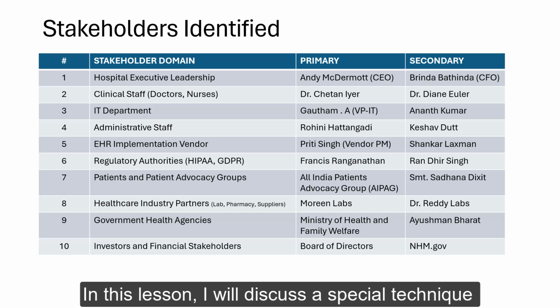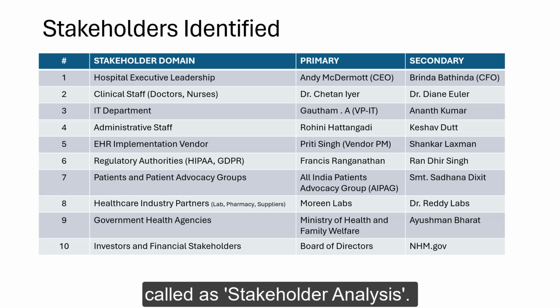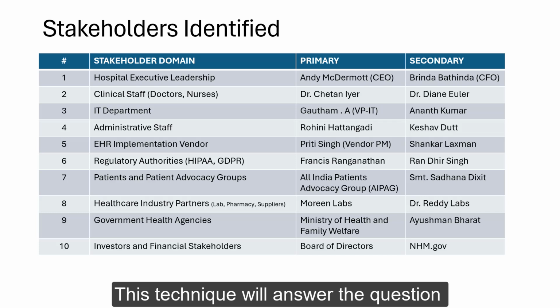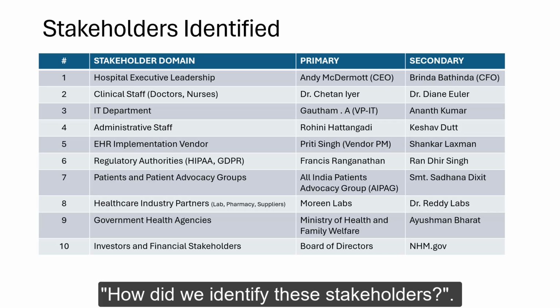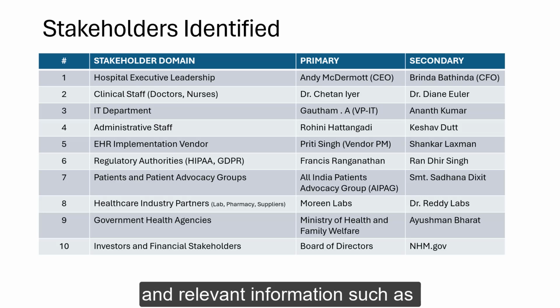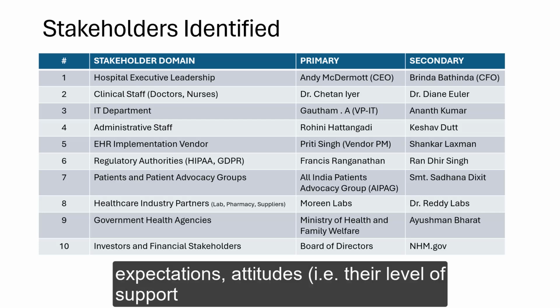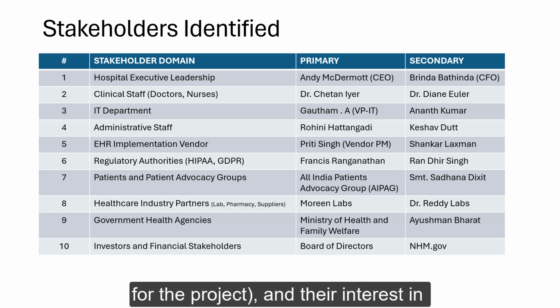In this lesson, I will discuss a special technique called stakeholder analysis. This technique will answer the question I asked in the previous lesson: how did we identify these stakeholders? The goal is to create a list of stakeholders and their relevant information such as their position in the organization, roles on your project, their stakes, their expectations, attitudes, that is their level of support for the project, their interest in the information about the project.